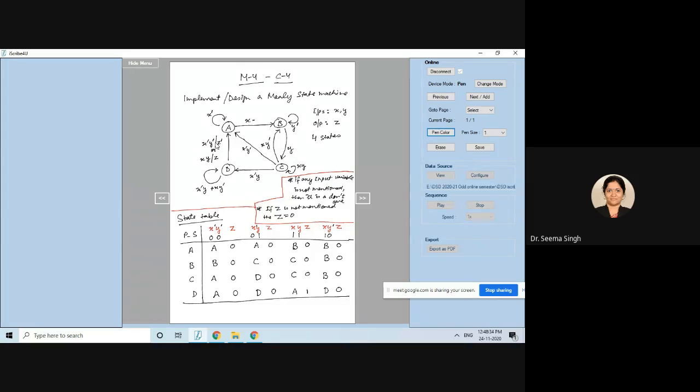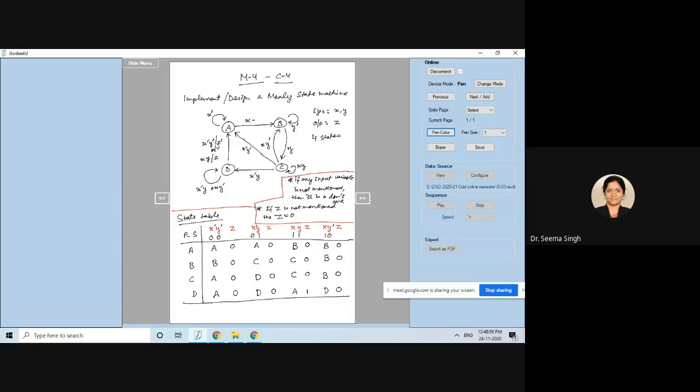Now, when you see that you have 4 states, then how many state variables will be required to make these states? Tell me. How many state variables will be required to make 4 states?